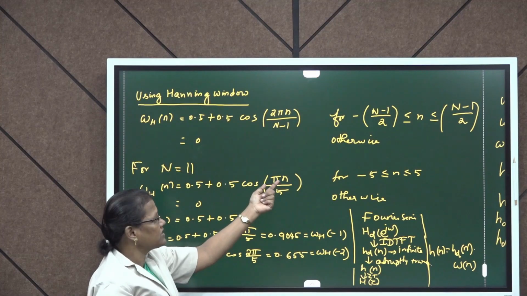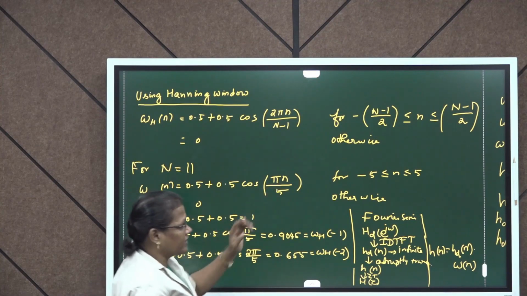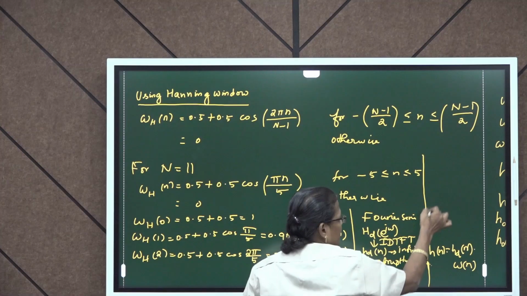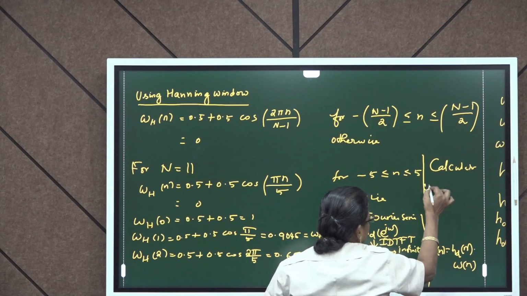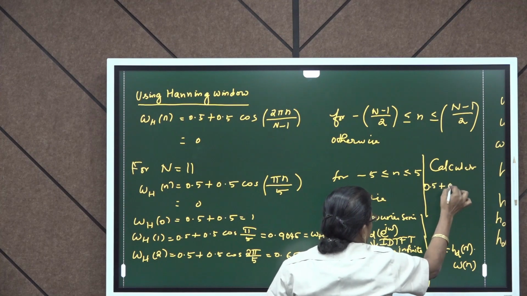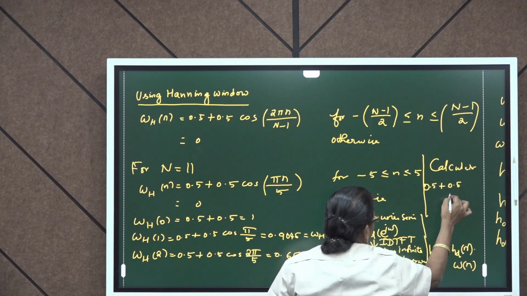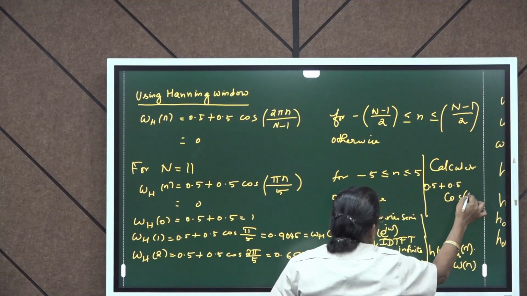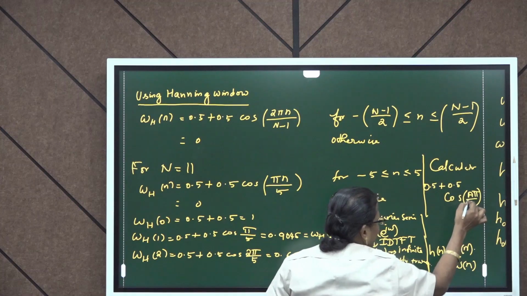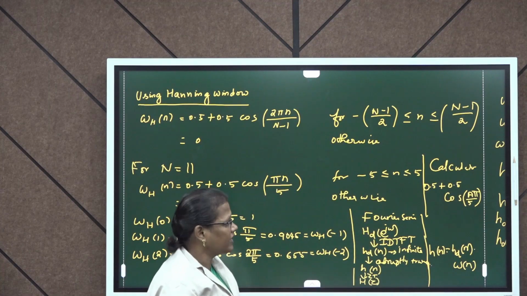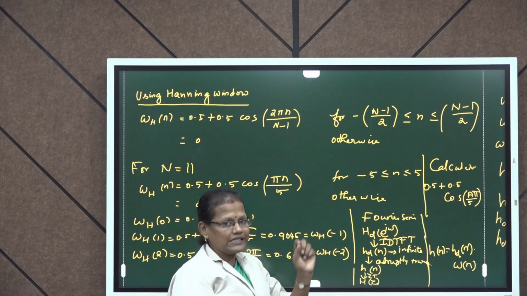So what you have to do is, in your calculator, you type 0.5 + 0.5 cos(Aπ/5). In your calculator you can take the alpha button and take the value, the symbol A.